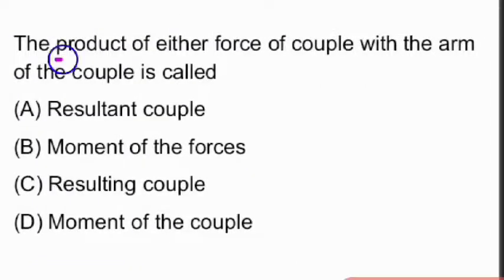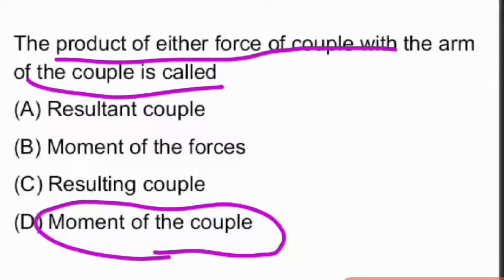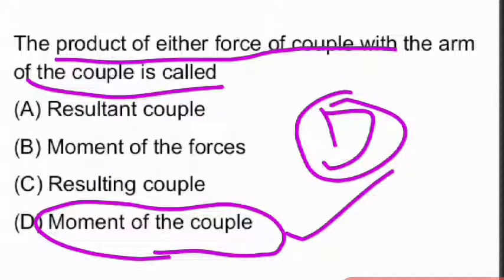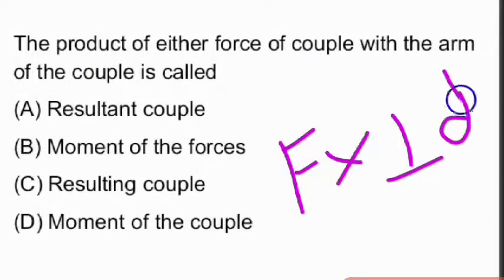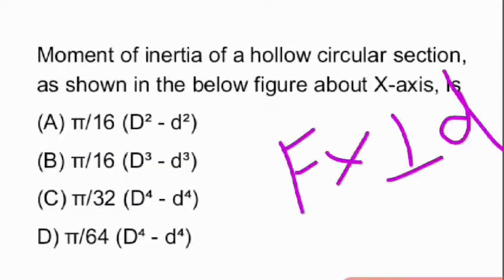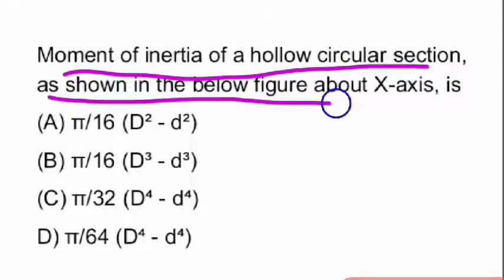Next one is, the product of either force of the couple with the arm of the couple is called what? The product of force of the couple with its arm is nothing but the moment of the couple. It is option D. Moment is nothing but force into perpendicular distance. Next one. Moment of inertia of a hollow circular section is what?